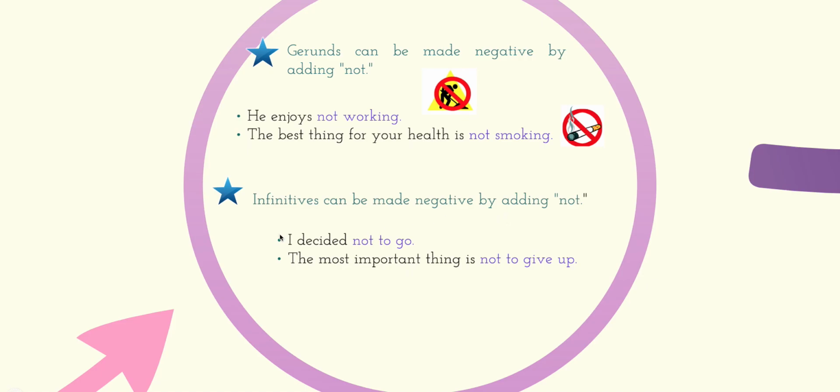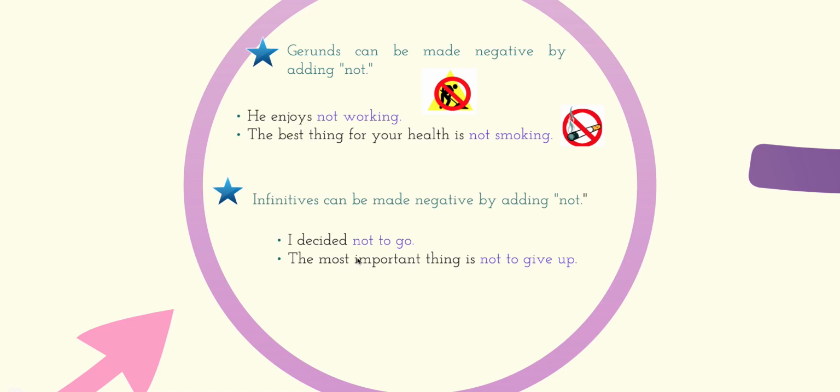So, Isa, can you please help me reading the first example? I decided not to go. Very good. And the second one is going to be done by Santiago. Can you please help me reading this? Yes, teacher. Okay, the most important thing is not to give up. Very good. So, in these two cases, how am I using the infinitive? After an object? After a verb? Who can tell me? After a verb.